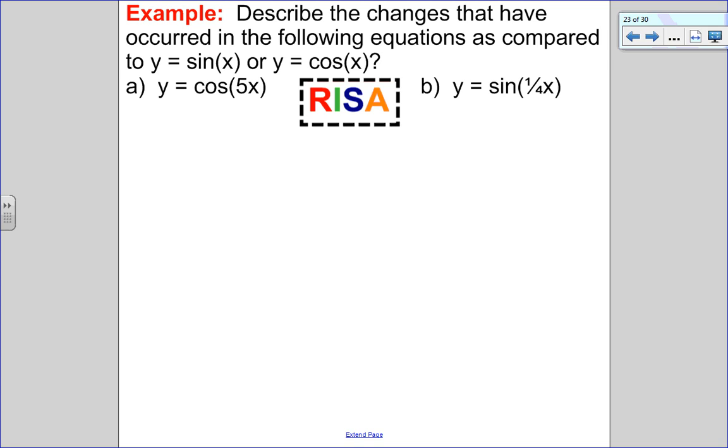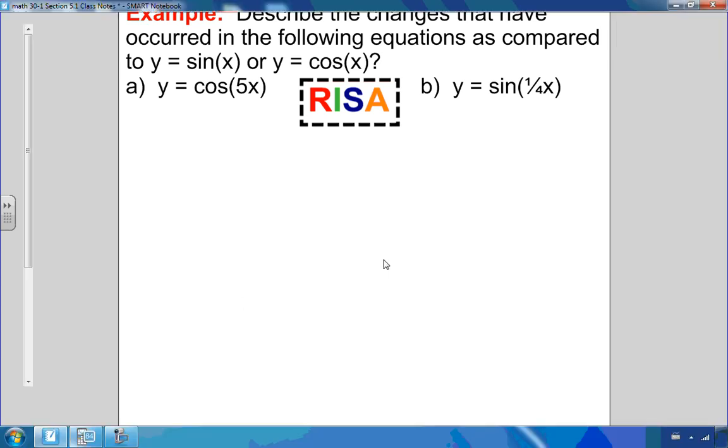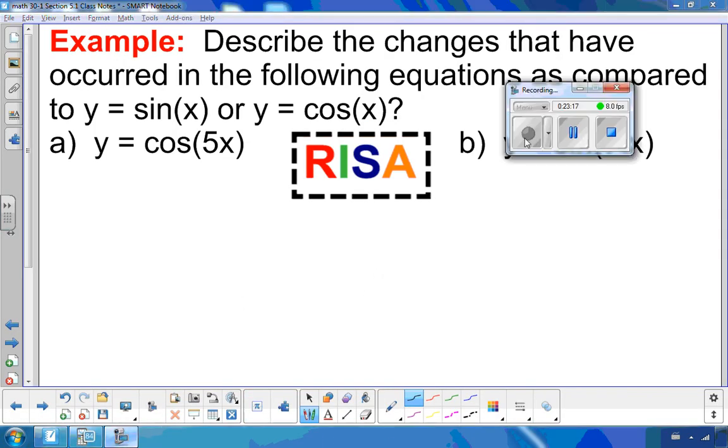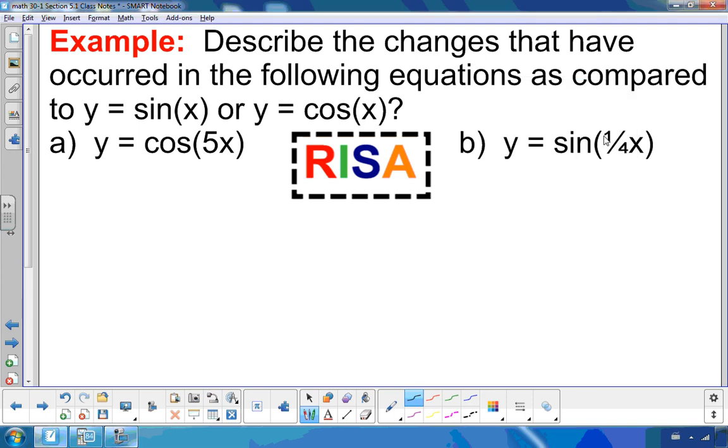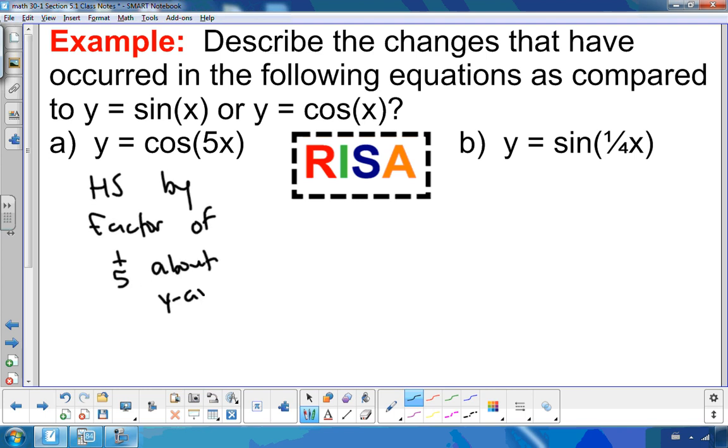So let's do a question here. So I want to describe the changes that have occurred with this graph here. So when I have y equals cos 5x, this is going to be a horizontal stretch by a factor of, horizontal lies, 1/5, and that will be about the y-axis. For the next one, I have a b value of 1/4, so this also will be a horizontal stretch by a factor of, horizontal lies, so instead of 1/4, it'll be 4, and that will be again about the y-axis.